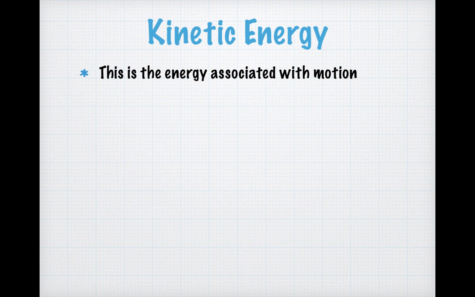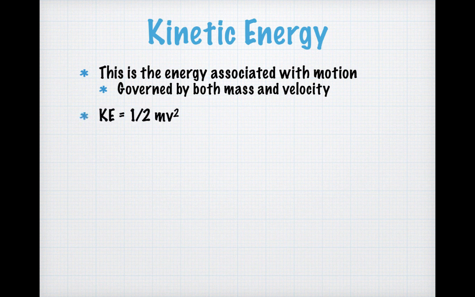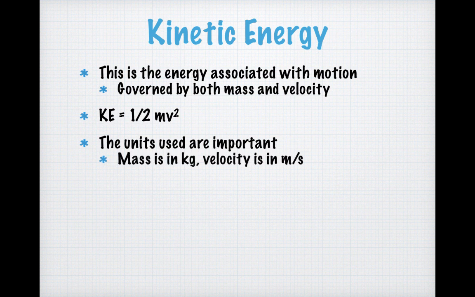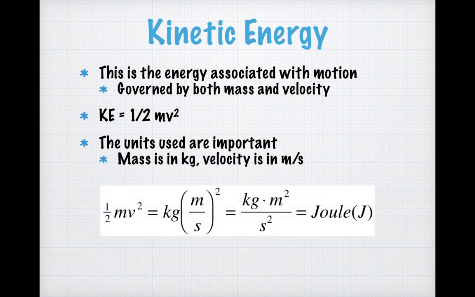Again, this is the energy associated with motion, and it's governed by both mass and velocity, just as most kinetic energy is. And we see that kinetic energy is equal to 1/2 mv squared. Now, the units that we use here are very important. We want to make sure that our mass is in kilograms and our velocity is in meters per second. So we have 1/2 mv squared.